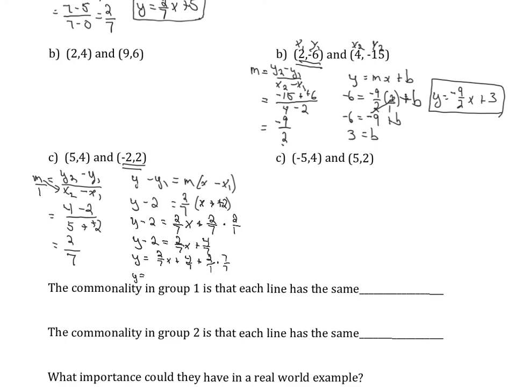y equals 2/7 x plus 4/7 plus 14/7. That makes my equation, I'm going to write it over here, y equals 2/7 x plus 18/7. 18 because it was the 4 plus the 14.